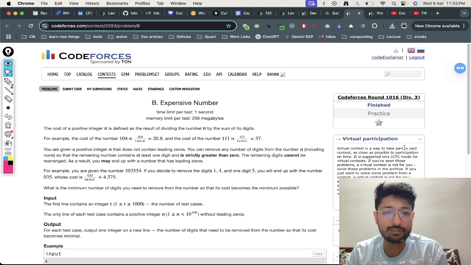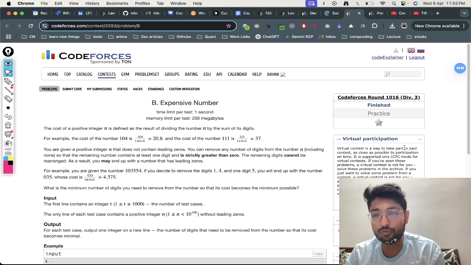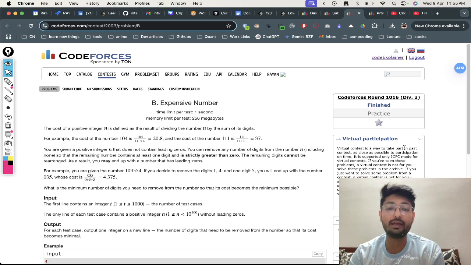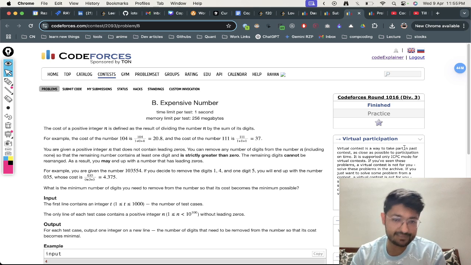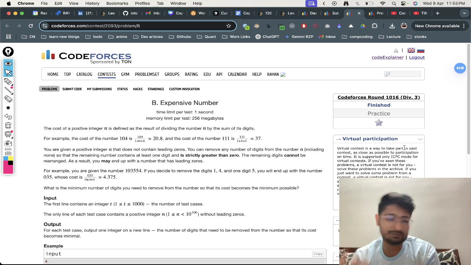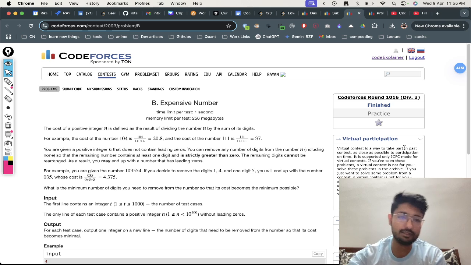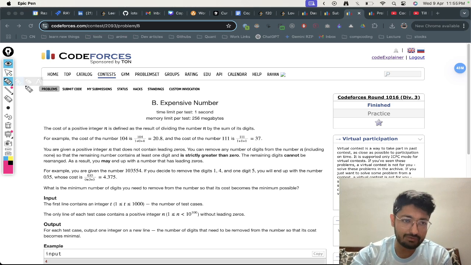Hello everyone. So in this video, let's talk about the B problem from Codeforces Round 1016, problem Expensive Number. The cost of a positive integer n is defined as the result of dividing the number n by the sum of its digits. The cost, as you can see here, is the number divided by the sum of all its digits.